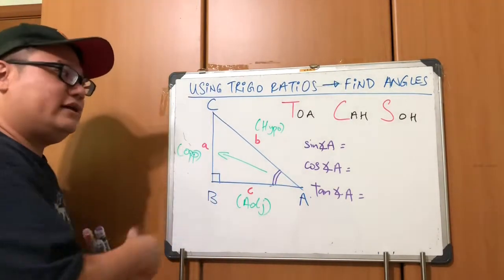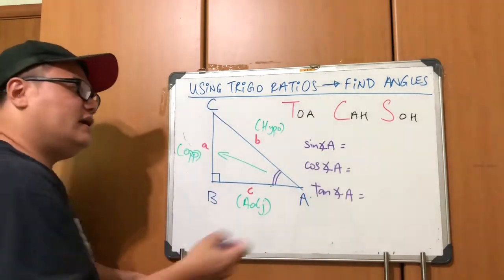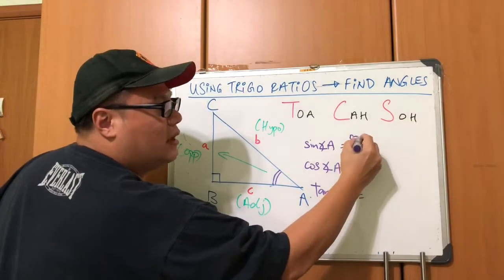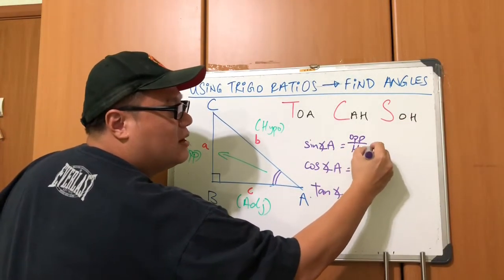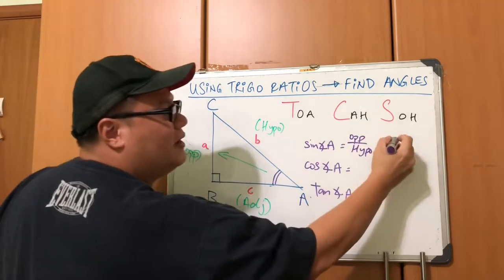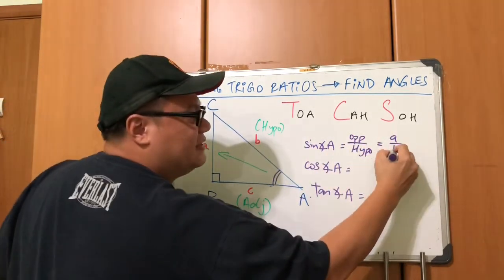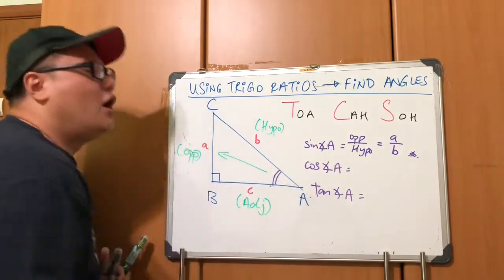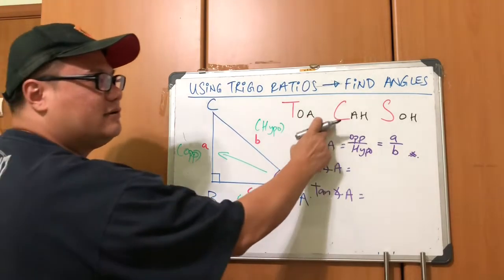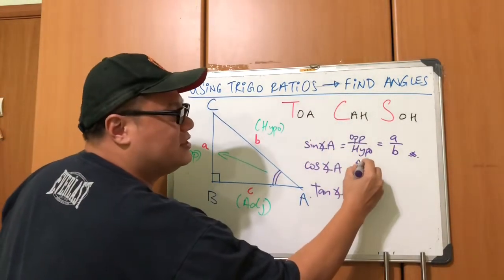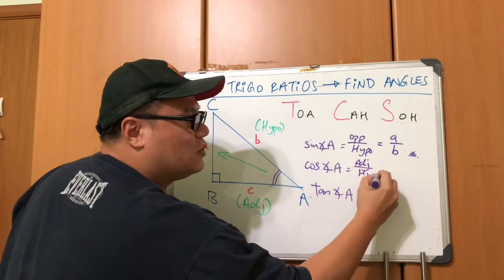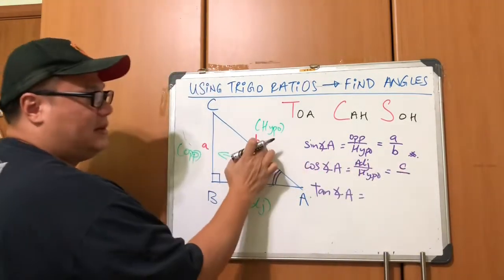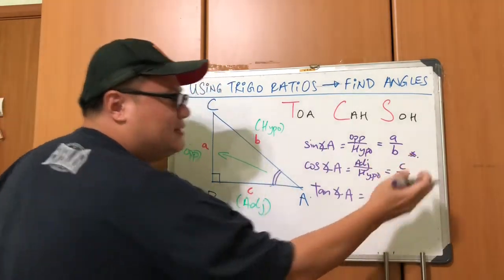So let us try to fill in the ratios. Sine of angle A equals opposite over hypo. In this case, what is my opposite? A. Hypo is B. So A over B. That's the ratio. The next one, cosine of angle A, equals adjacent over hypo. What's my adjacent? Adjacent is C. What is my hypo? My hypo is B. So C over B.